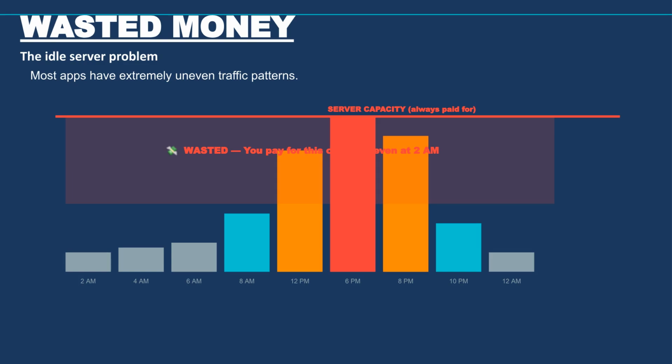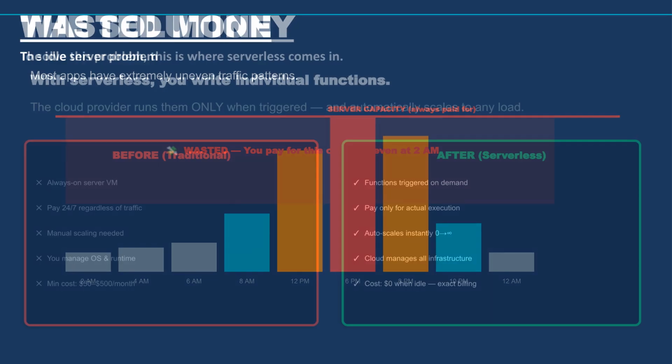The idle server problem results in wasted money because you always pay for the allocated server capacity, even during low traffic hours like 2 a.m. Most apps have uneven traffic patterns, leading to significant wasted capacity.